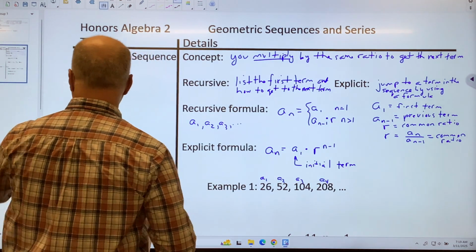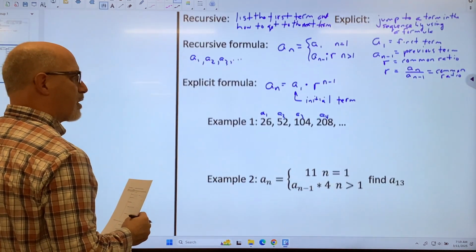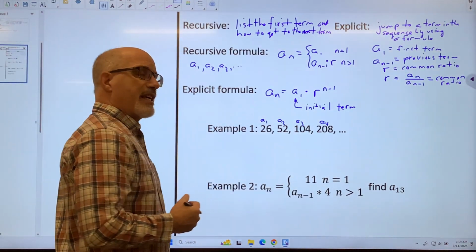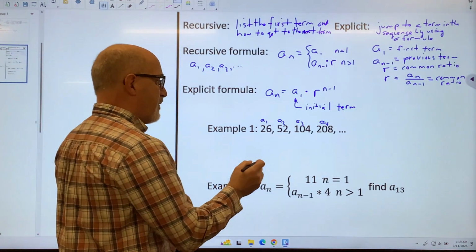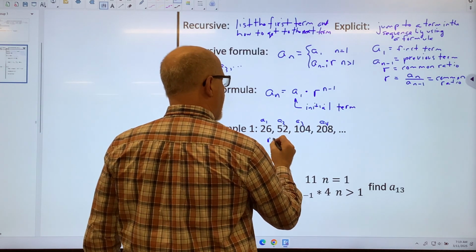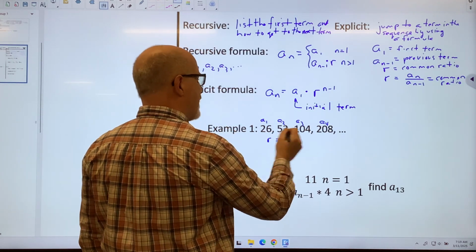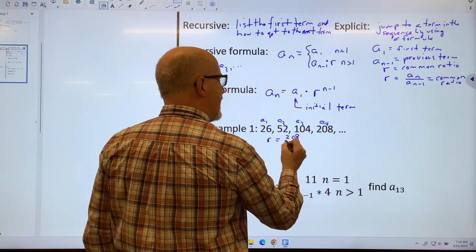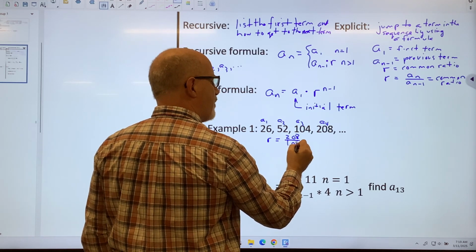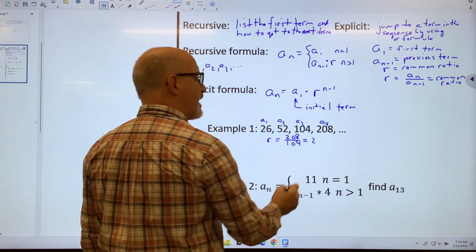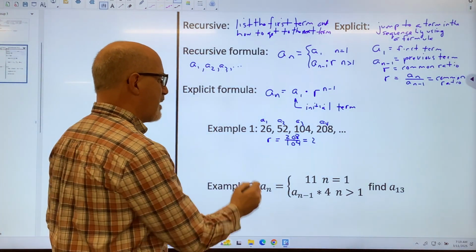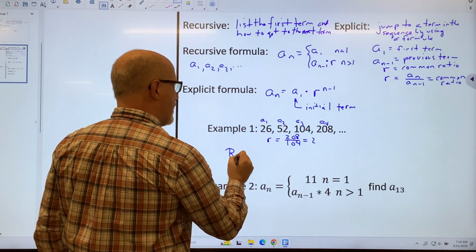On this one, let's go ahead and do the work on this example. So for this one, I want to find the common ratio first. To find the common ratio, I'm going to take any two terms. You can pick your term, and I'm going to, for instance, take 208 and divide by the previous term, 104. And when I divide that, that gets me my common ratio of 2.